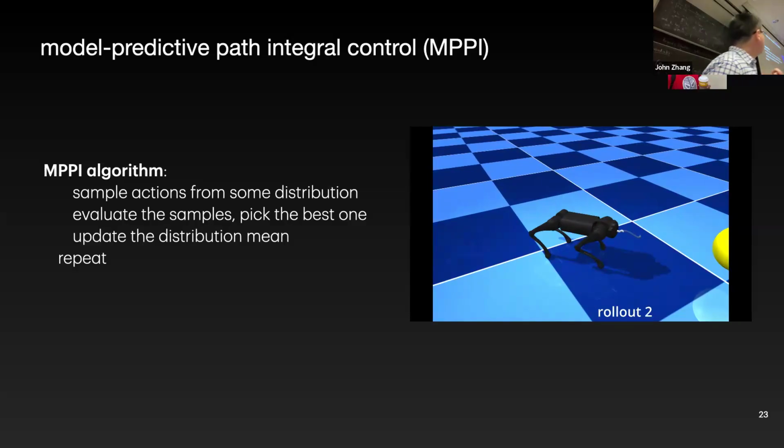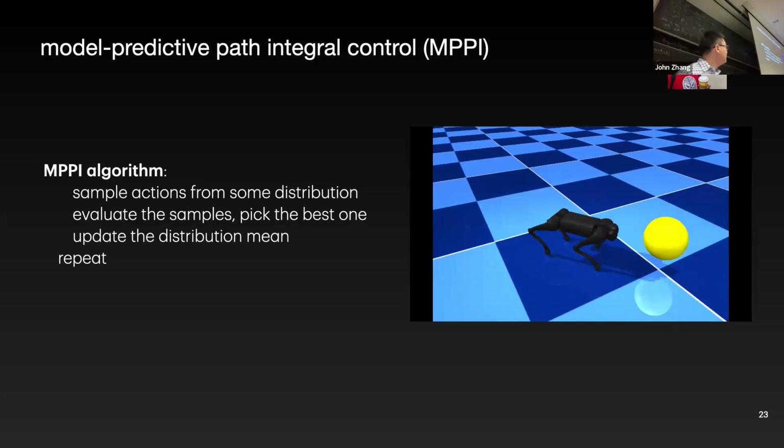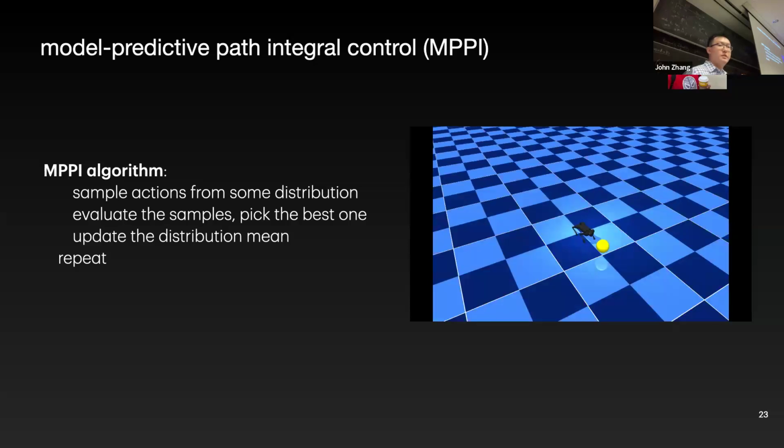Here is a visualization of the sampling process that my collaborator Juan made. For a quadruped, it's sampling a bunch of trajectories and picking out the best one for the robot to execute. You can do this over and over again, executing on the robot.